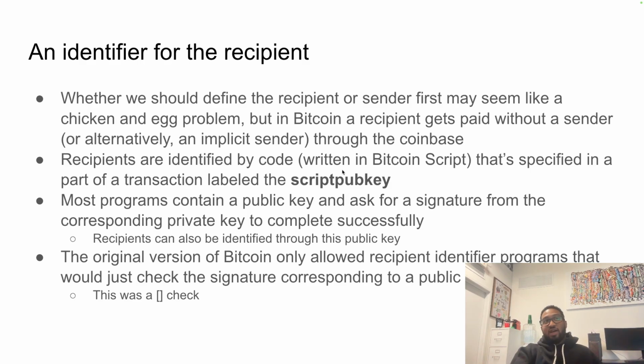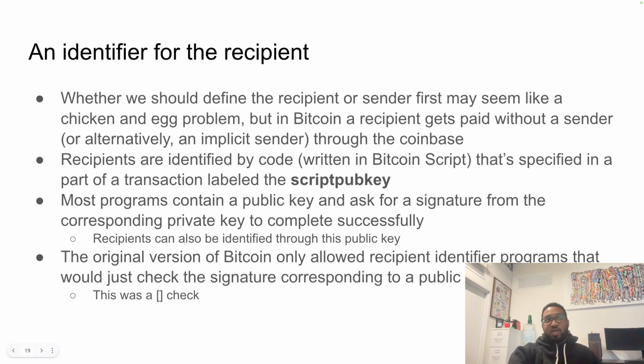Our recipients are identified in Bitcoin by code, essentially. It's written in Bitcoin script, and it's specified in a part of a transaction labeled the script pub key, which is a word that I use a lot. It just has code for a locking script. And then most programs contain a public key and ask for a signature from the corresponding private key to complete successfully. This is what we know. What we say: protect your keys. Your keys are the things that you use to spend, and all of that is very important.